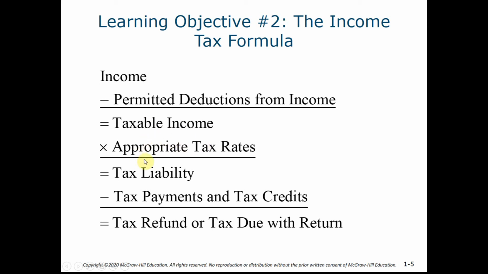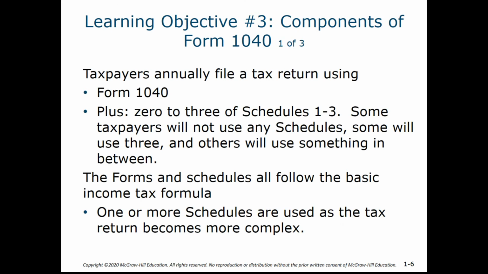Now we will use either the tax tables or the tax rate schedules that we just looked at to determine our tax liability. And then we'll deduct any payments we made, such as withholding from your paycheck at work, or any tax credits, which are a dollar for dollar reduction in our tax liability. And then we finally arrive at our tax refund or tax due. We will expand a little bit on this formula throughout the term, but this is the basic structure, the basic formula we'll be using.